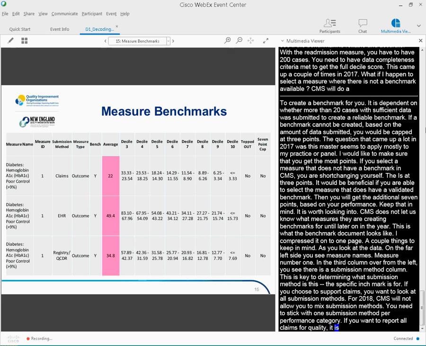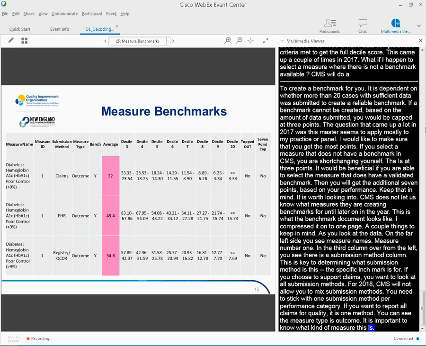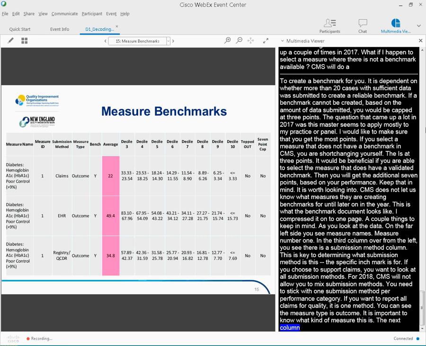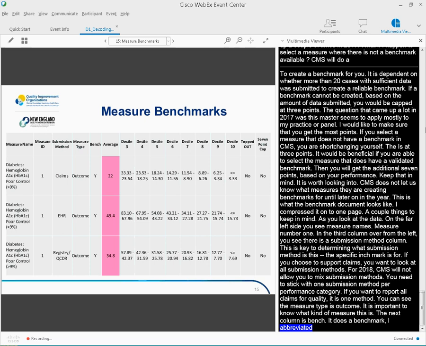So with claims, EHR, registry reporting, you can see that the measure type is outcome. Again, that's really important to know what kind of measure this is. The next, you'll see that there's a column "bench." It does say benchmark. I abbreviated it because I need some space. And you can see a yes. This is where you'll see if the measure doesn't have a benchmark, it would say no. And that's where you'll know, okay, I might be capped at that 3 points.